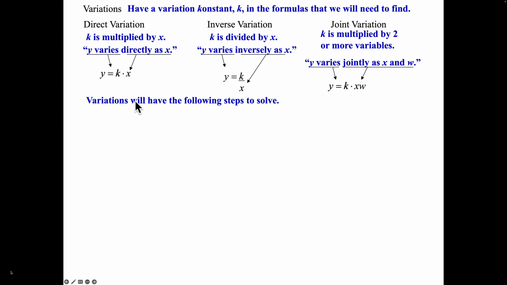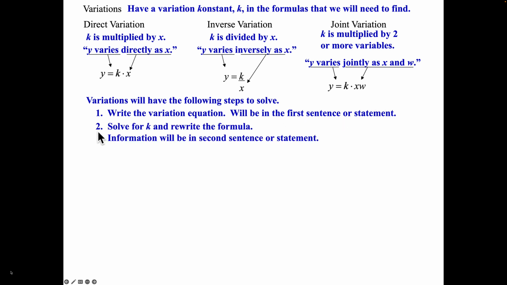Now, to solve variation equations, it's going to depend on how much information you're given. There's 3 steps. Number 1, write the variation equation. That's the first thing we do. It's usually in the first sentence or statement of the problem. Number 2, solve for k and rewrite the formula from step 1.